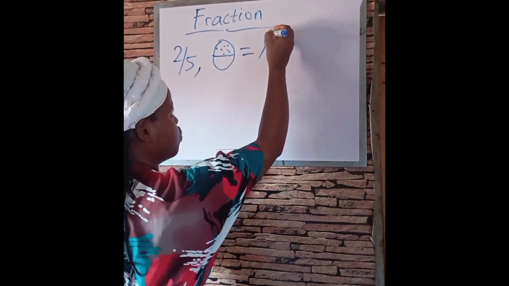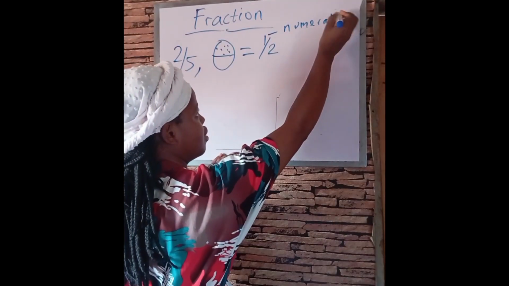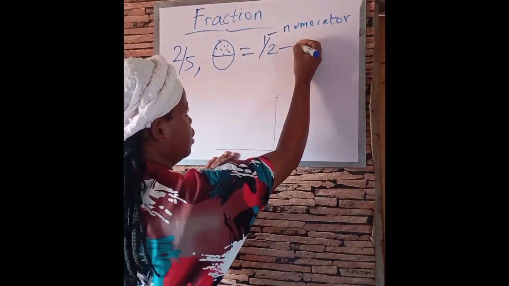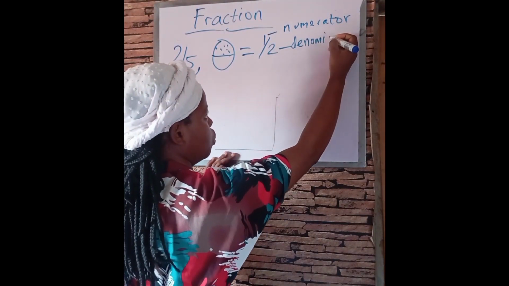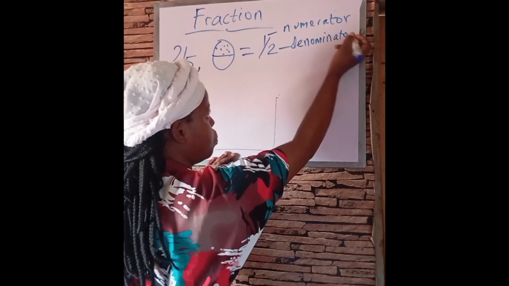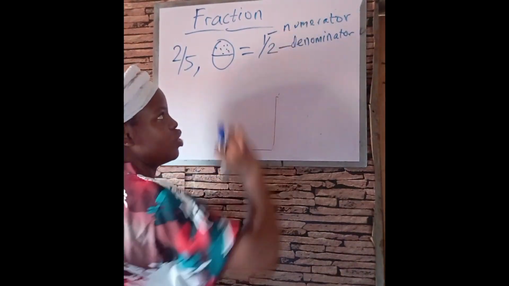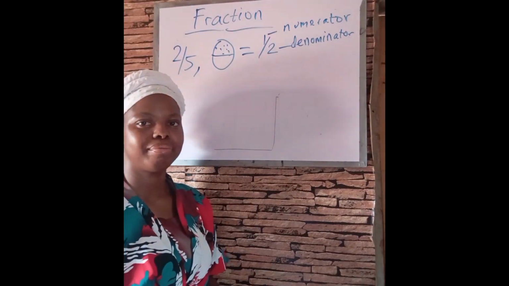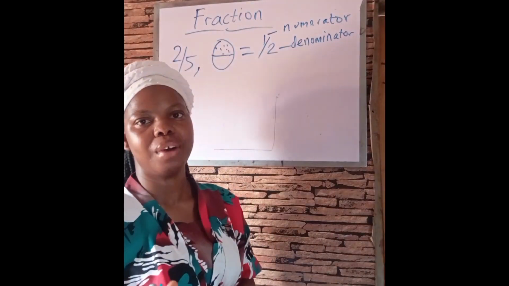This upper number is what we call the numerator, and the lower number is what we call the denominator. So the top number we call the numerator, the lower number we call the denominator. So that's basically what a fraction is. A fraction is as simple as that.